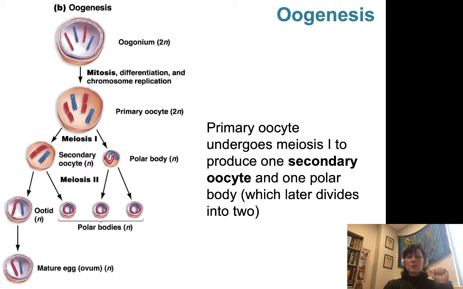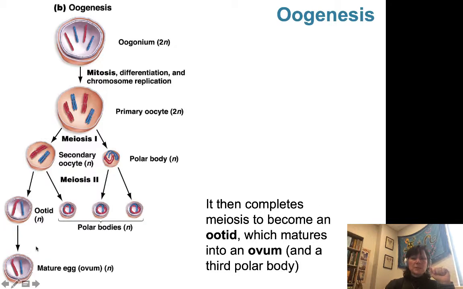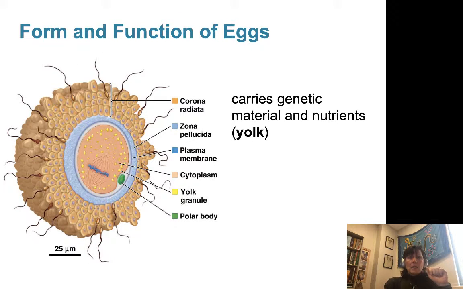The secondary oocyte is going to go through meiosis 2, which will produce 4 cells that are haploid, one of which is the ootid, the other 3 are polar bodies. The ootid is going to go on to develop into a mature ovum, and that is what's going to get fertilized by the sperm. So here's a stylized diagram showing a human egg, and it's got sperm all around it.